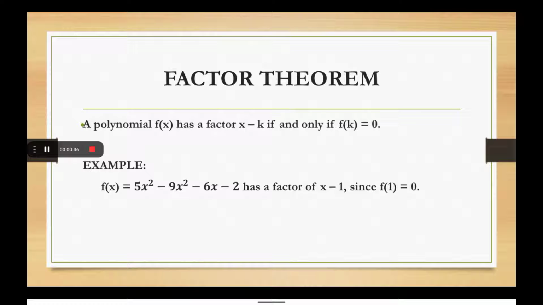I will ask one question. What is the degree of a quadratic function? We just discussed it in the previous video. The degree of the quadratic function is 2, alright? Okay, let's start. The first one is the factor theorem.